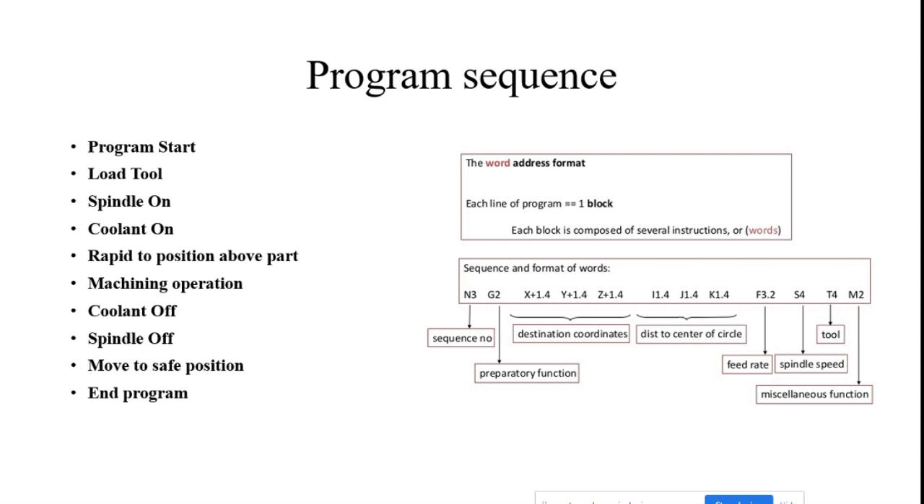Then how can I give the feed rate? With F. Here you see F 3.2. Feed rate is in mm per minute, so the machine obeys 3.2 mm per minute. From F, the machine can understand this value is for feed rate. After that, how much spindle speed should it take? Yes, I can assign the value S4, so the machine should rotate at 4 RPM.